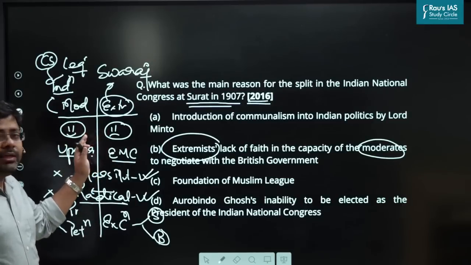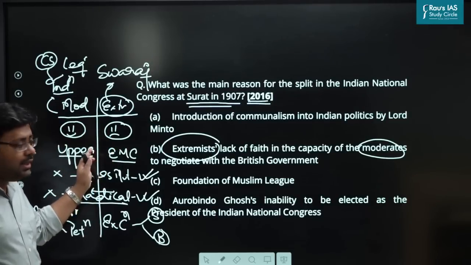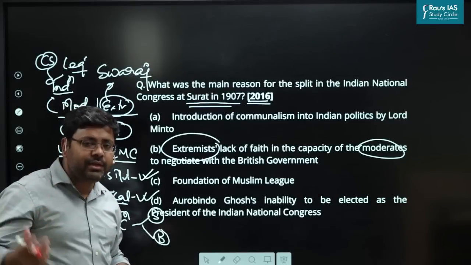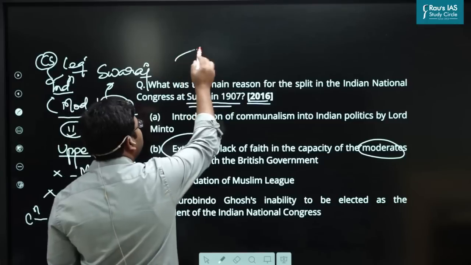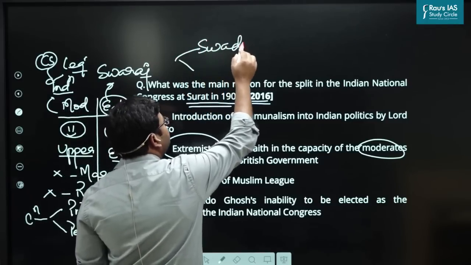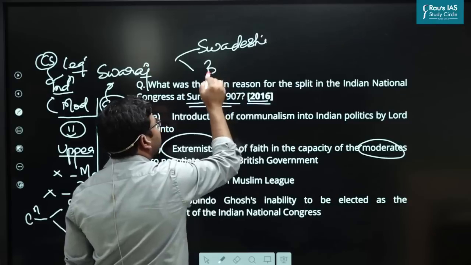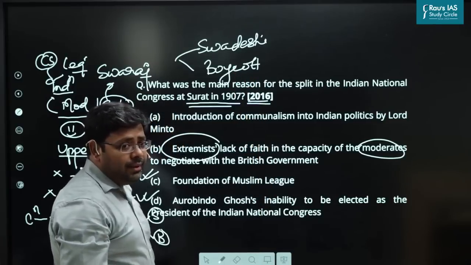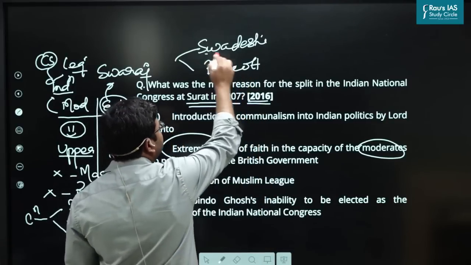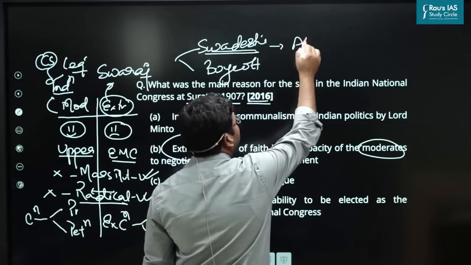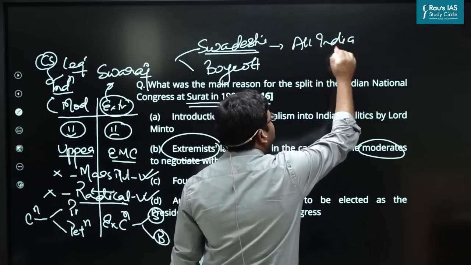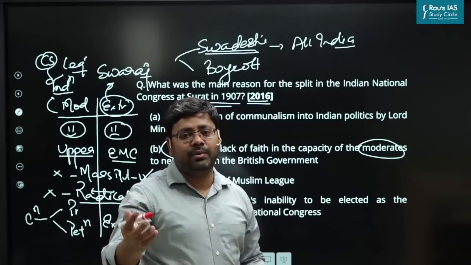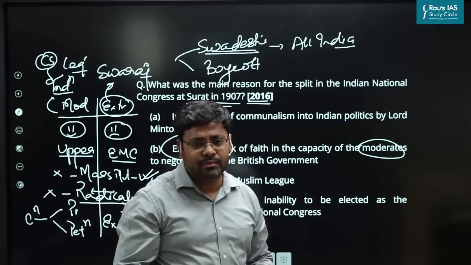Already, there were so many ideological differences between both sides. And gradually, on two particular issues, the differences between both sides aggravated further. These were the issues of Swadeshi and boycott. The extremists wanted to make the Swadeshi movement an all India movement. But this was not acceptable to the moderates because the moderates never believed in mass mobilization and mass movement.